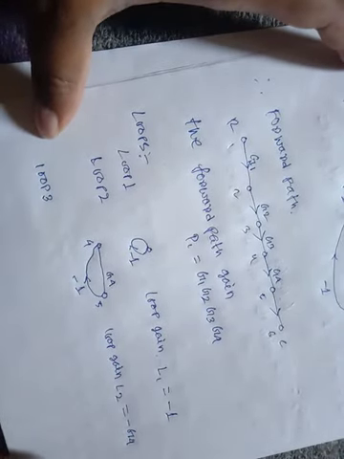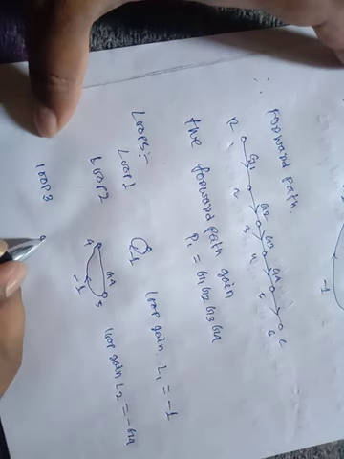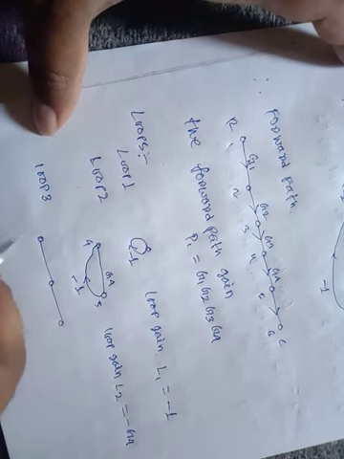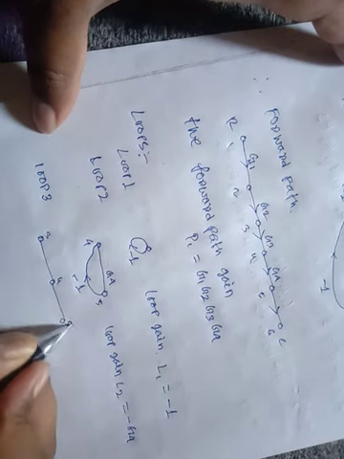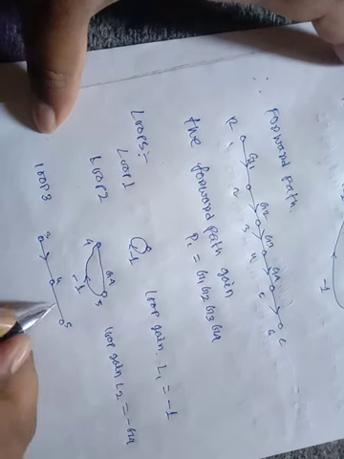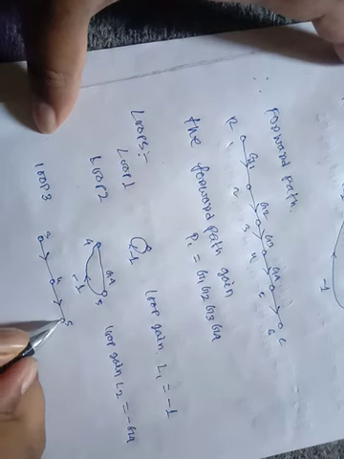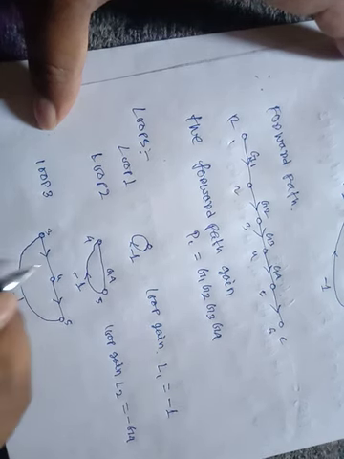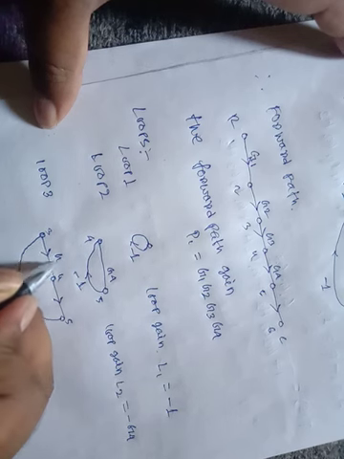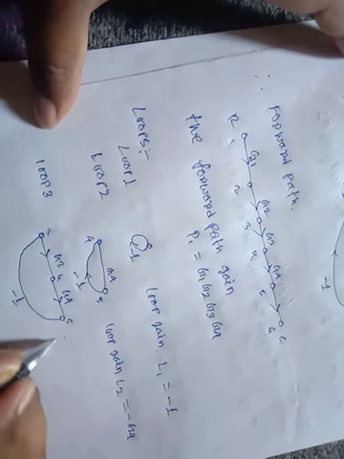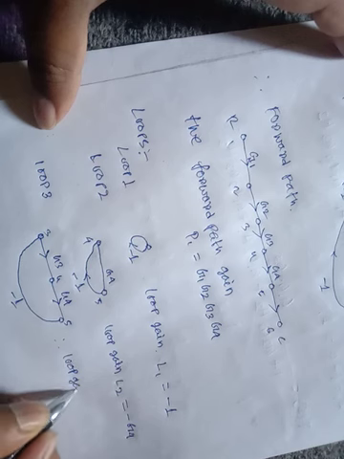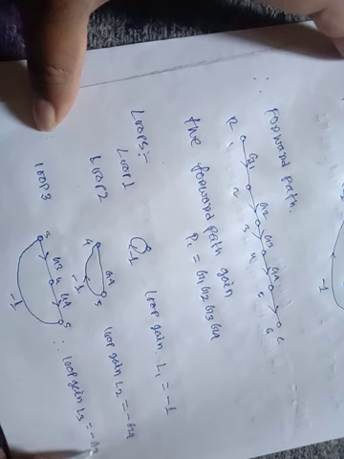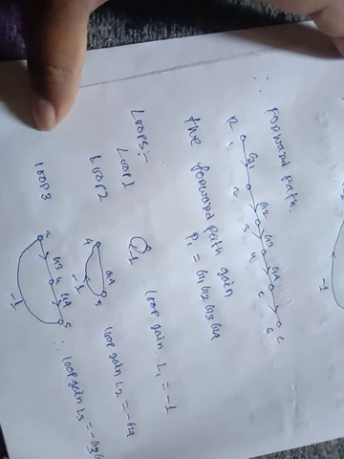Loop 3 goes from 3 to 4 and 4 to 5, with feedback -1. Here the gains are G3 and G4. Therefore the loop gain L3 is equal to minus G3 G4.